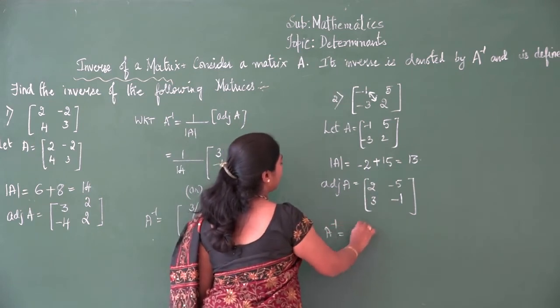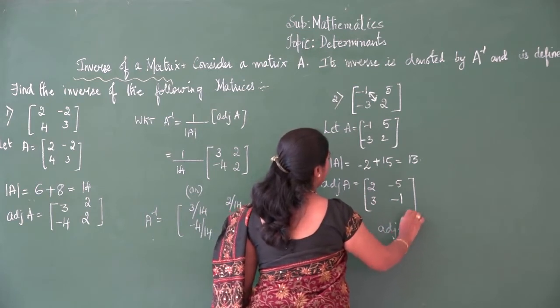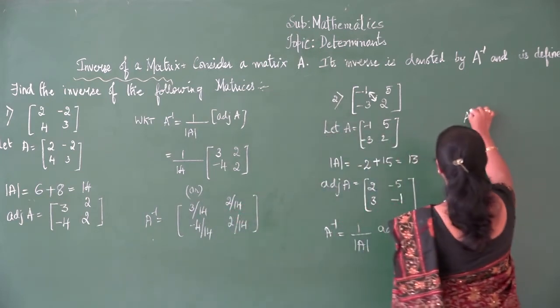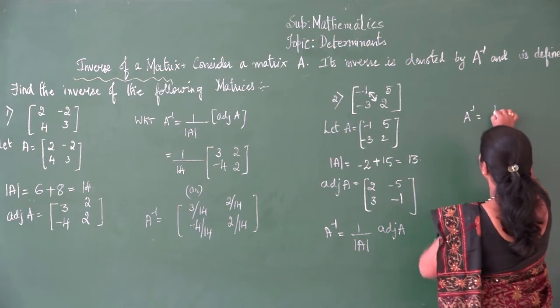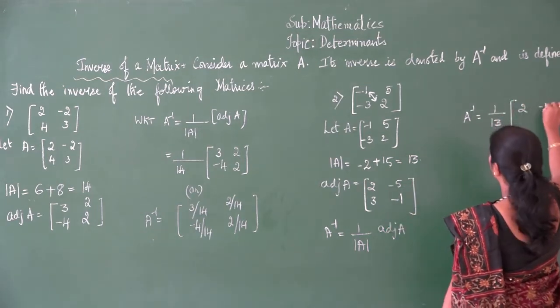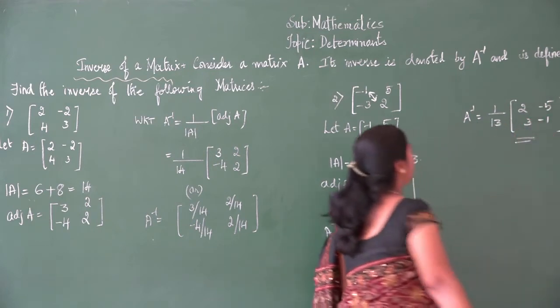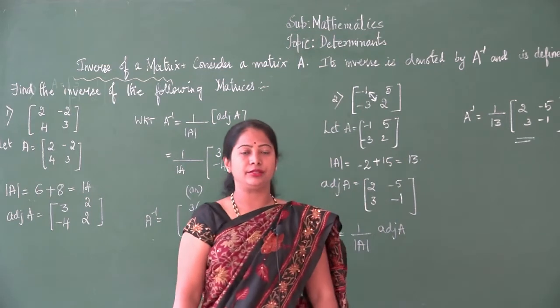We know that A inverse is equal to 1 by determinant A into adjoint A. So A inverse is equal to, what is determinant A? 1 by 13. What is adjoint A? 2, minus 5, 3, minus 1. This is the value of A inverse.